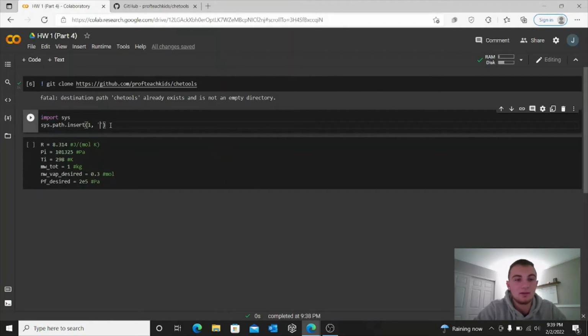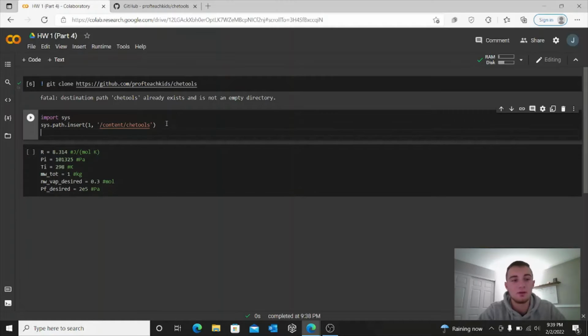And the format for this is backslash. So if we do backslash content and backslash CHE tools, this will tell Python where to access it. Now what I'll also do here is import tools.che as CHE, so that we're not writing tools.che constantly, or more than we should be.